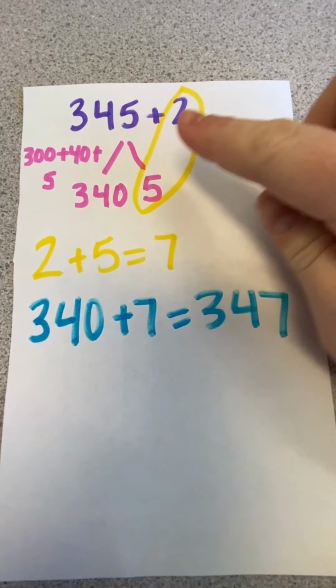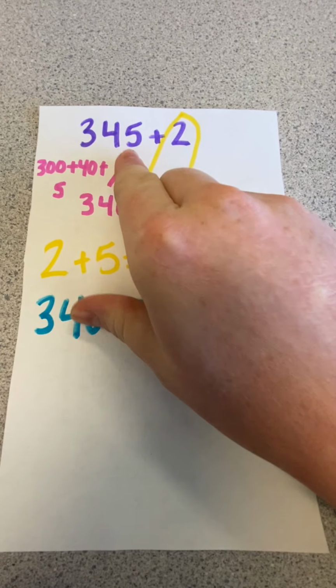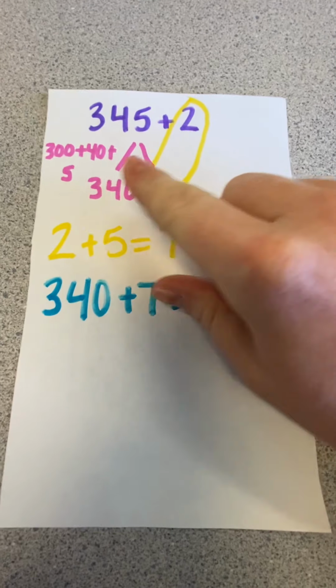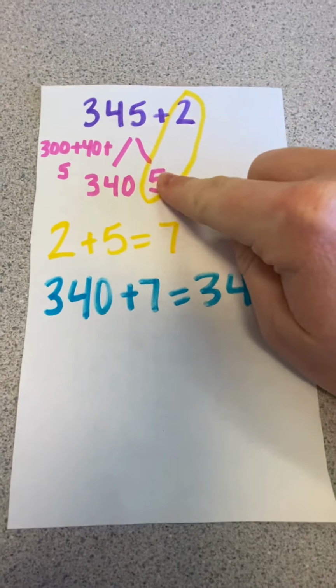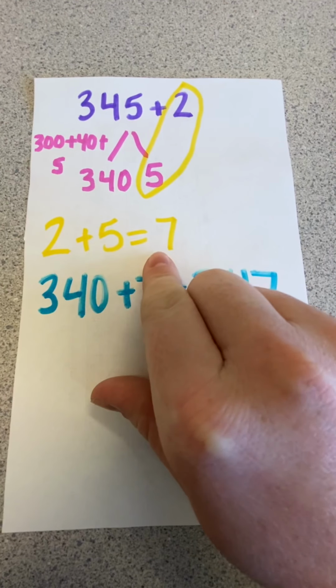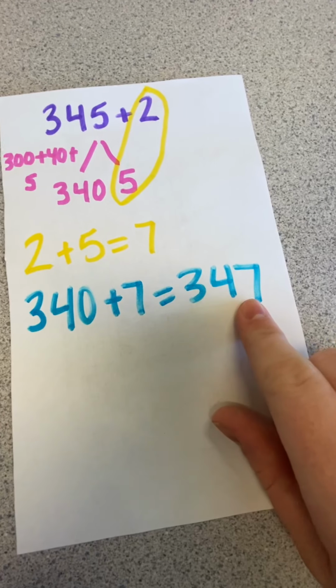345 and 2 more is 300 plus 40 plus 5 to make 345. I break apart my ones and leave everything else, 340, outside of my circle when I add my ones. 2 plus 5 is 7. Then I add my 7 back into my tens and hundreds to get 347.